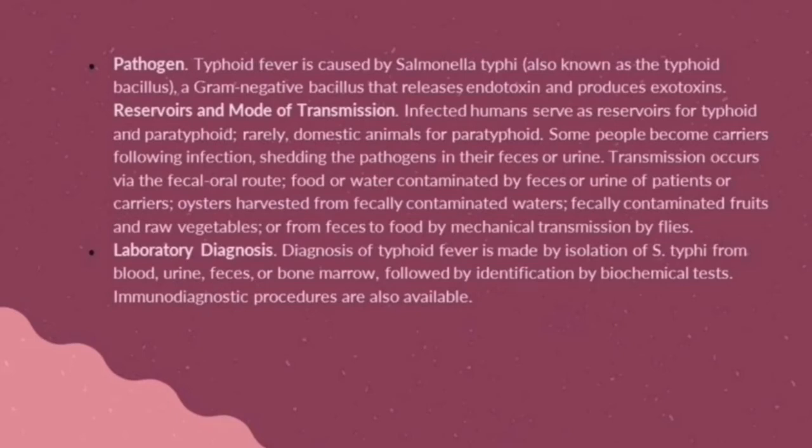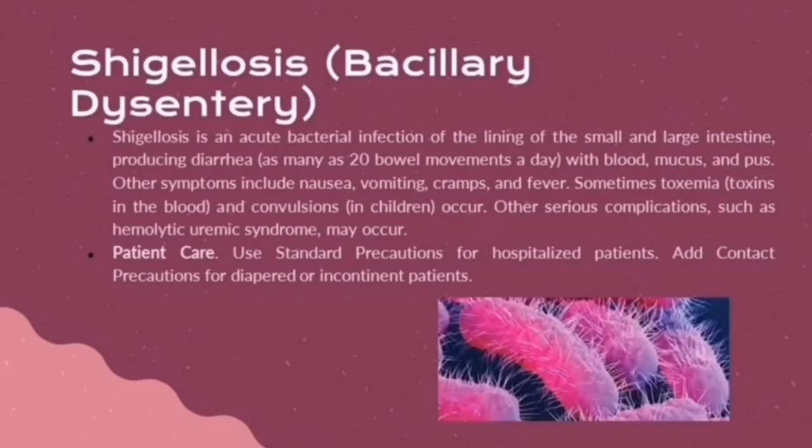Shigellosis, or bacillary dysentery. Shigellosis is an acute bacterial infection of the lining of the small and large intestine, producing diarrhea with as many as 20 bowel movements a day, with blood, mucus, and pus. Other symptoms include nausea, vomiting, cramps, and fever. Sometimes toxemia, toxins in the blood, and convulsions in children occur. Other serious complications, such as hemolytic uremic syndrome, may occur.